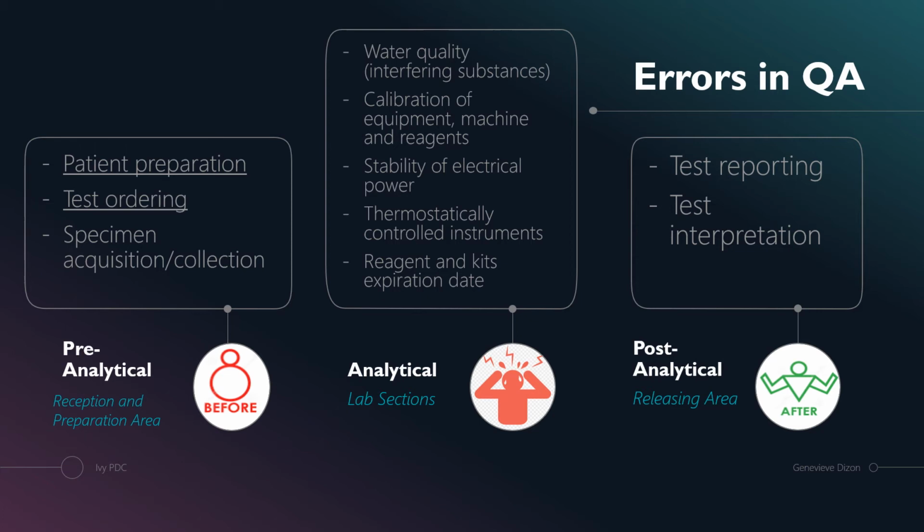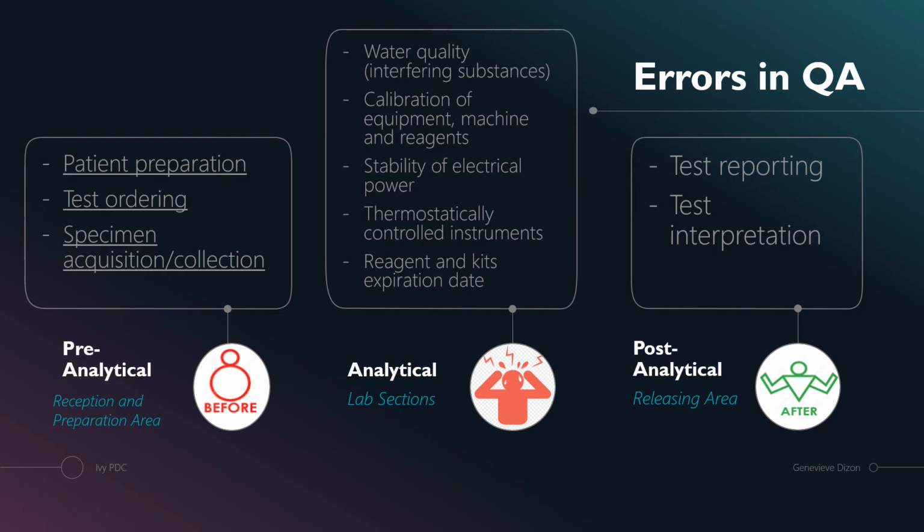So there may be times that we don't understand properly what is written in the request form, and we may test something different. Or it may also happen that the request form given is in a checkbox form, but the check extends to the next or to the other test. So now we don't know which test to follow. Okay, so those are examples of test ordering.